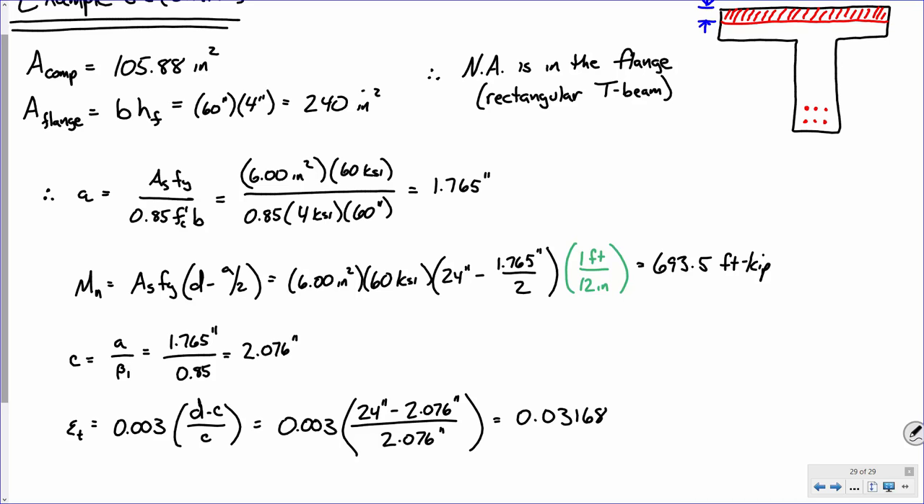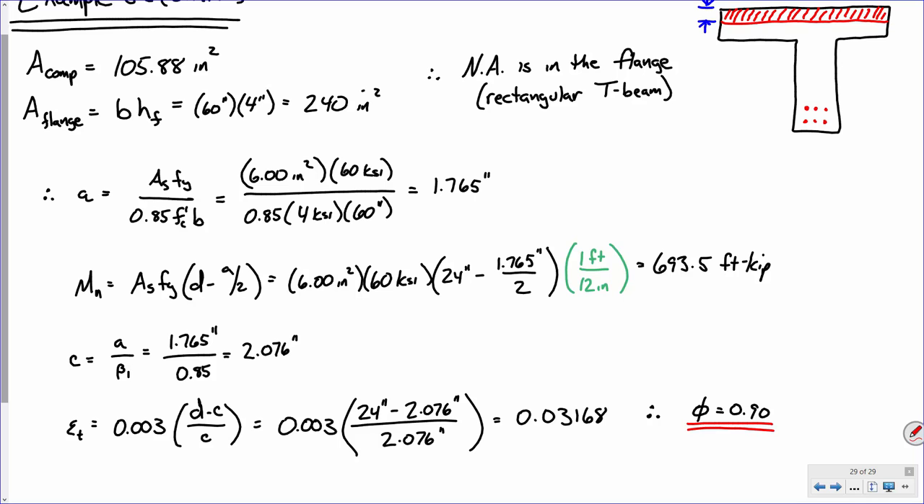What does that mean? Now it's 0.9 because this value has to be bigger than 0.005 for it to be 0.9. That's way bigger than 0.005. So therefore, phi is 0.9.